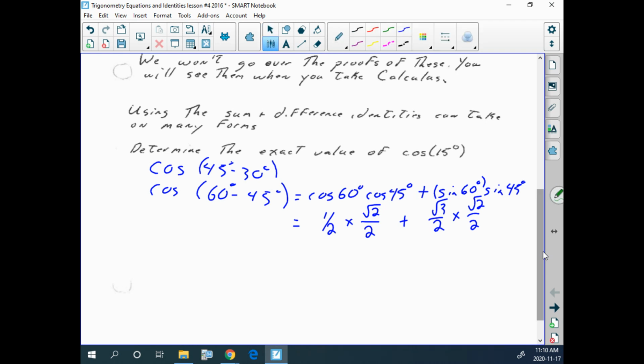From here it's just some multiplication, top times top, bottom times bottom. Square root 3 times square root 2 is square root 6. There is the exact value, not what I expect you to memorize or remember. That is the exact value for cosine of 15 degrees.